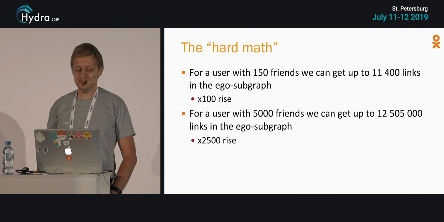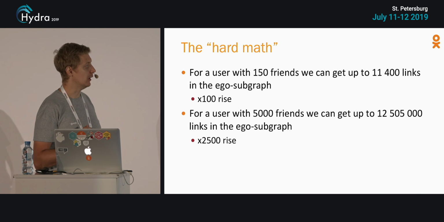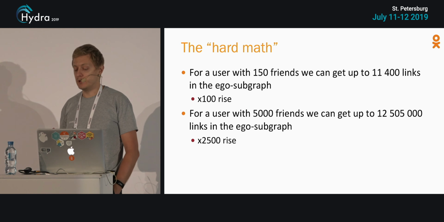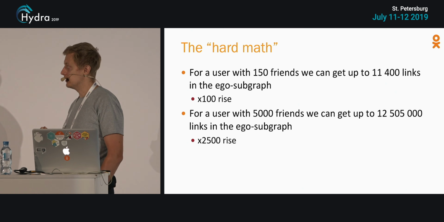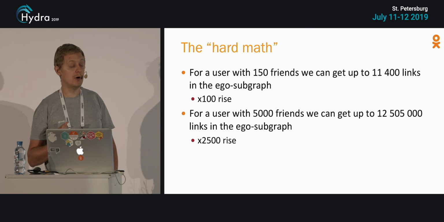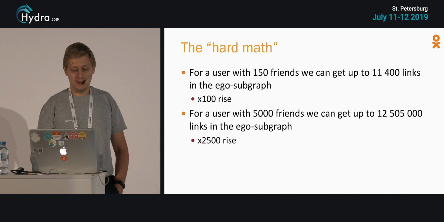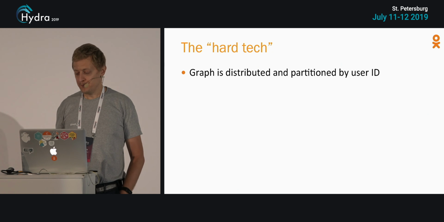It's even worse if you take an active user who can have up to 5,000 friends. For 5,000 friends we can get an ego subgraph with up to 20 million links. So it's more than 2,000 times larger than the original graph. And it causes some problems, but not only these.